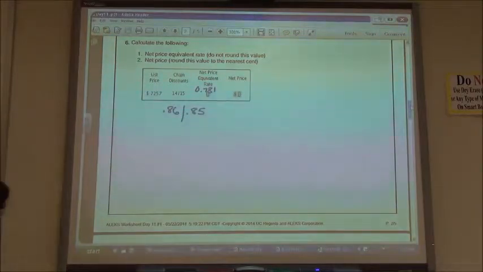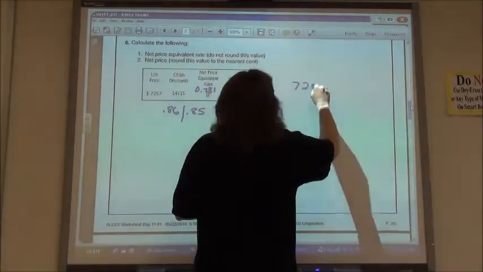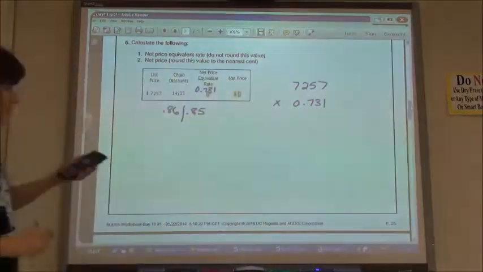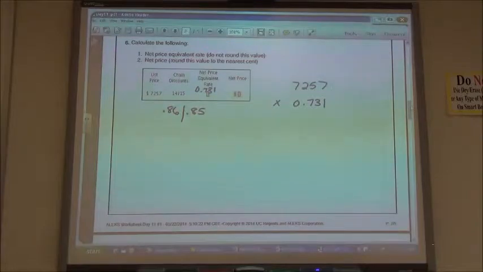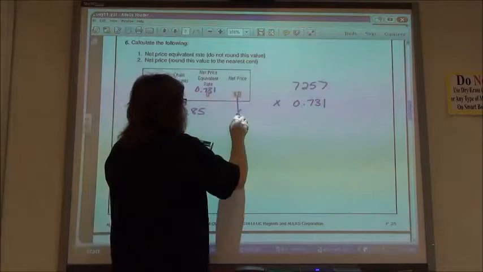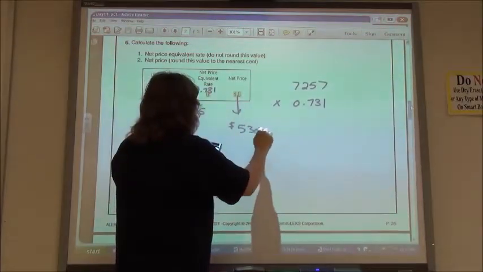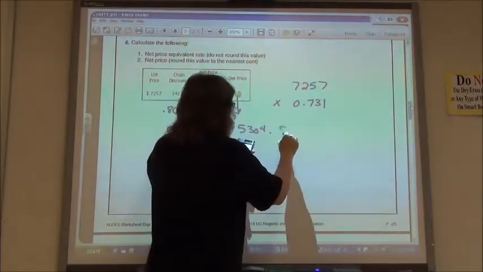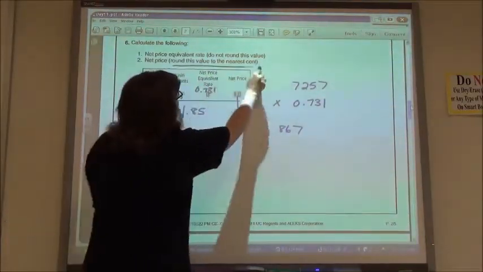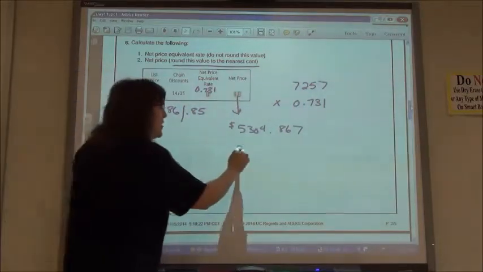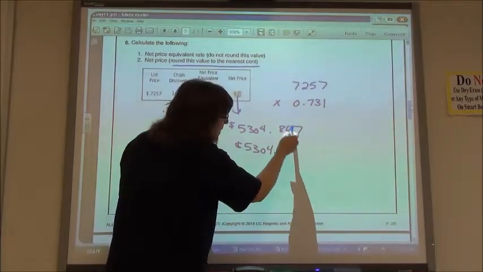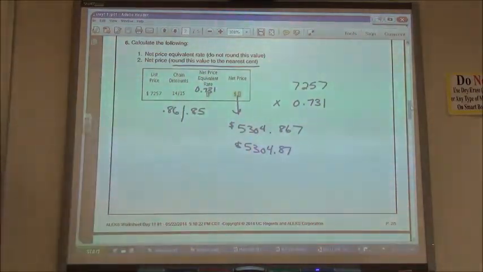We are then going to multiply our list price, the 7,257 times the 0.731. So if we multiply that out, I get a net price that I have to pay of $5,304, and this one gives us 0.867, but we know we have to round to the nearest cent, and so we're going to say $5,304.87. Since there's a 7 behind there, I have to round that 6 up by 1.